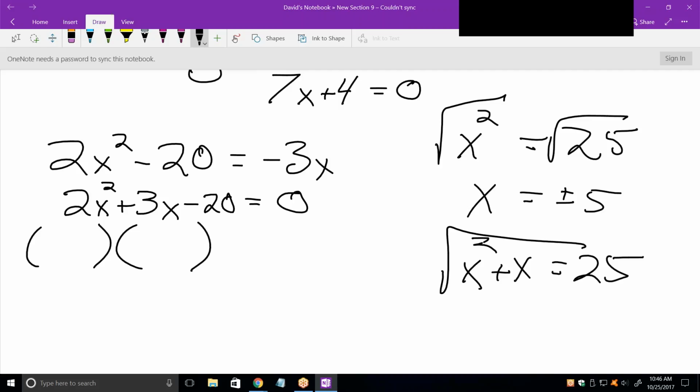I think we can put 2x in the first box there, and then x in the second one. That's the first step. Second step is to determine the signs. Well, most times they have to be plus and minus. In other words, they have to be opposite.